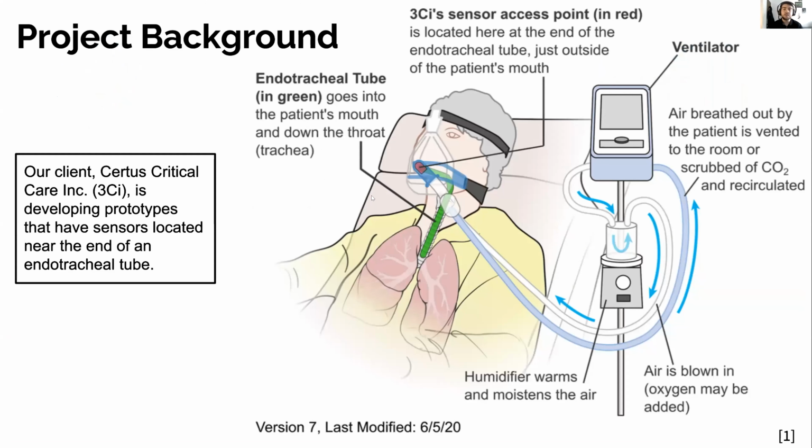Our client, Certus Critical Care Incorporated, or 3CI, is developing prototypes that have sensors located near the end of an endotracheal tube, shown here in green. The image on the right depicts an intubated patient connected to a ventilator. The patient produces mucus that is driven up the endotracheal tube as they breathe and cough. This mucus may gather at the end of the endotracheal tube in the area shown in red.